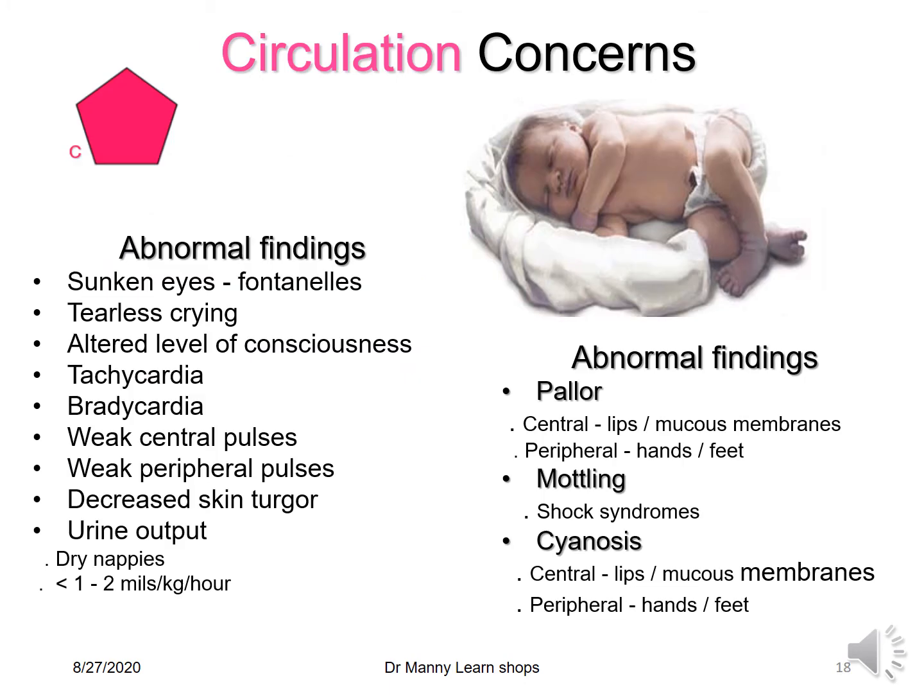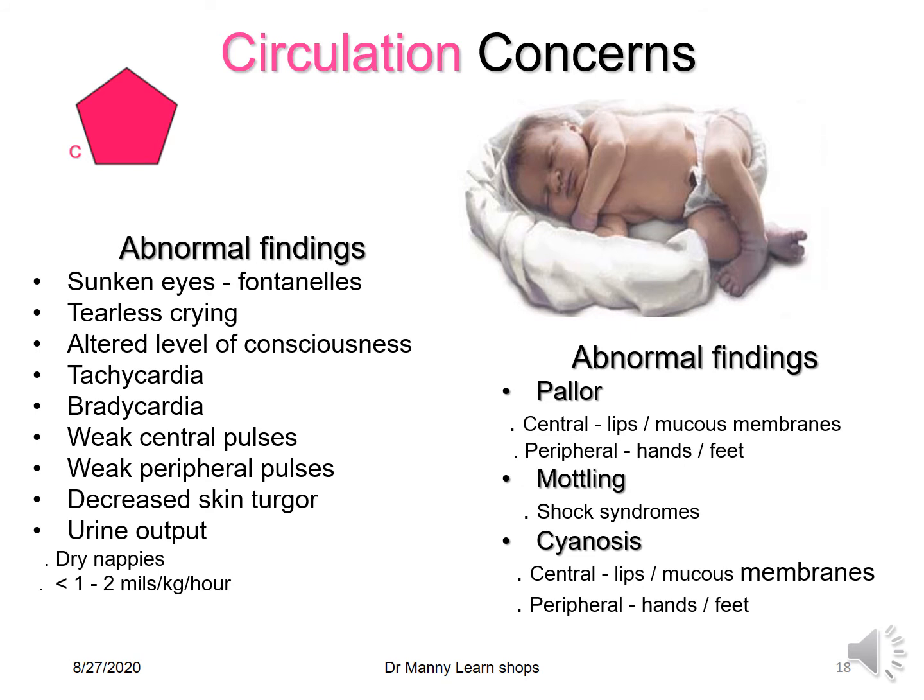What are your circulatory concerns? Well, abnormal findings could deal with sunken eyes or fontanelles, depending on their age group. They may be crying with no tears. They may have an altered level of consciousness. They could be tachycardic, bradycardic, hopefully not asystolic, no heart rate. They could have weak central pulses and weak peripheral pulses. They could have decreased skin turgor. They could have an increased capillary refill time.